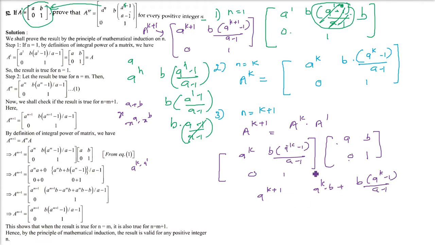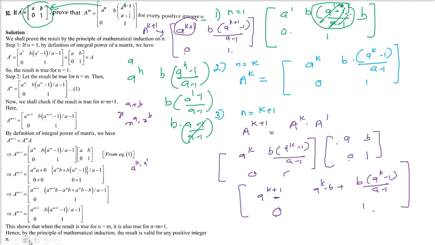Now second row with the first column. 0 into a is 0. 1 into 0 is 0. And b into 0 is 0 and 1 into 1 is 1. Okay, so three things we got. A raised k plus 1 we got. 0 we got. 1 we got.